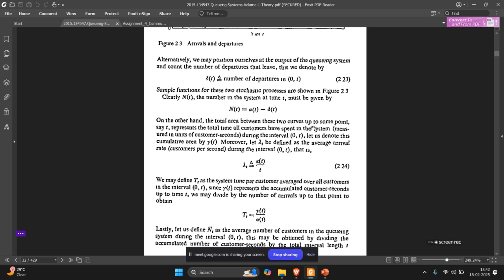on the other hand, the total area between these two curves up to some point represents the total time all customers have spent in the system. So during the interval, let us denote this cumulative area by gamma(t). So gamma(t) is the time that all the customers have spent in the system. So this is cumulative. So if in 3 seconds, 2 customers have waited and one customer has got serviced, 3 plus 3 plus 3, that will be 9 seconds of total system time.